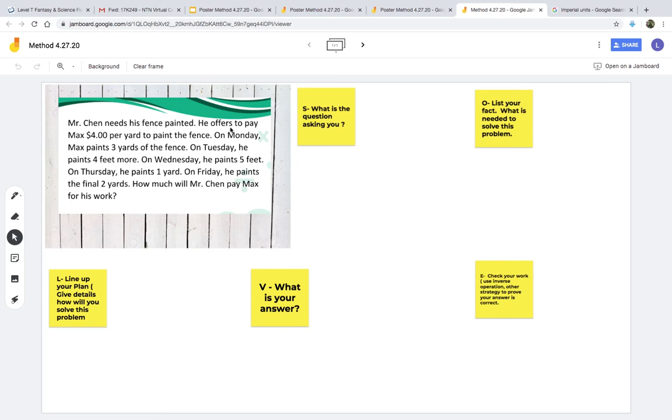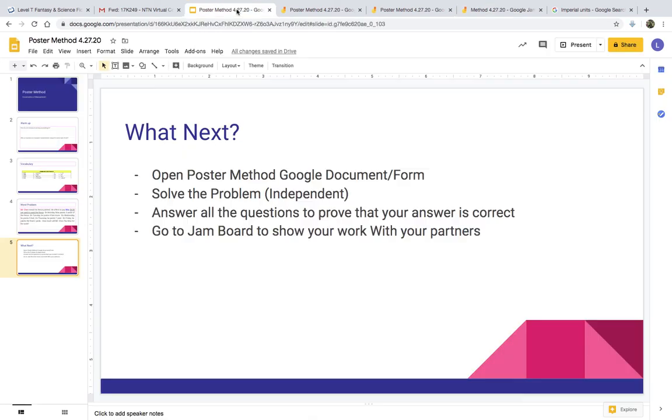So here's the problem, and this is the tool that you're going to be able to use, and you and some of your partners, depending on who your teacher wants to group you with, you'll be able to transfer your information here using this pen, and then you could write your answer or sticky note, okay? All right, guys, so make sure that you first do your problem independently, and then you're going to go to Jamboard to show your work with your partners, okay?